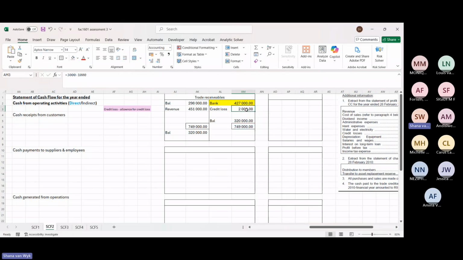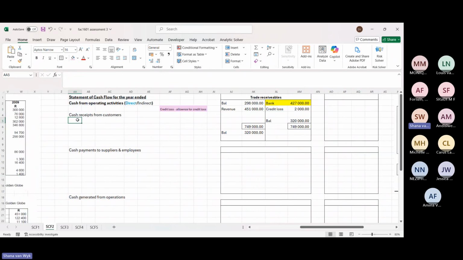There we go. So now it's 400,027. What does this mean? It means it's money we are receiving, money coming in, so it's cash receipts. So let me quickly say here: cash received from clients.